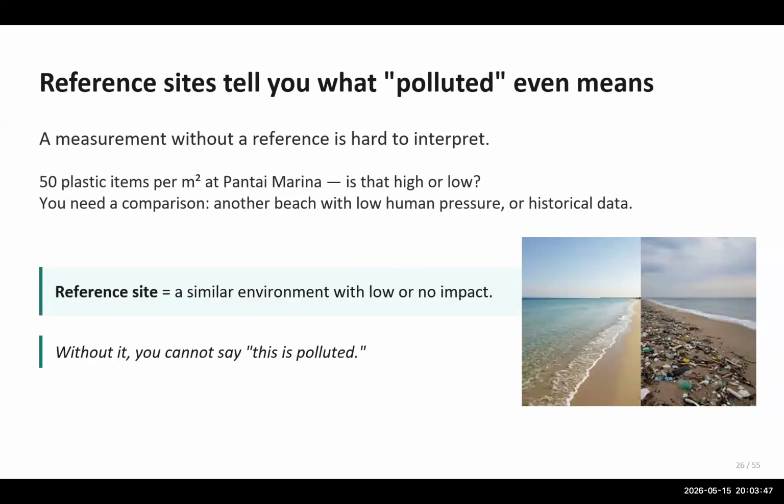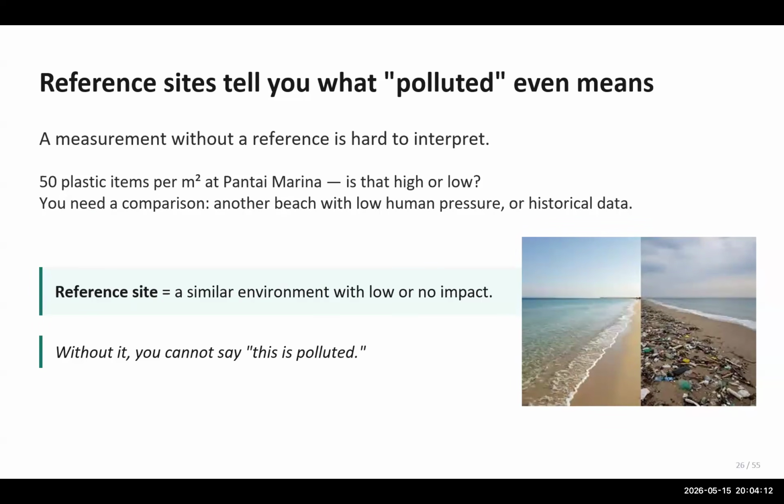So now let's talk about something that many students forget. These are the reference sites. A measurement without a reference is hard to interpret. If you find, for example, 50 plastic items per square meter in Pantai Marina, is this concentration of pollution high or low? You cannot answer without a comparison.